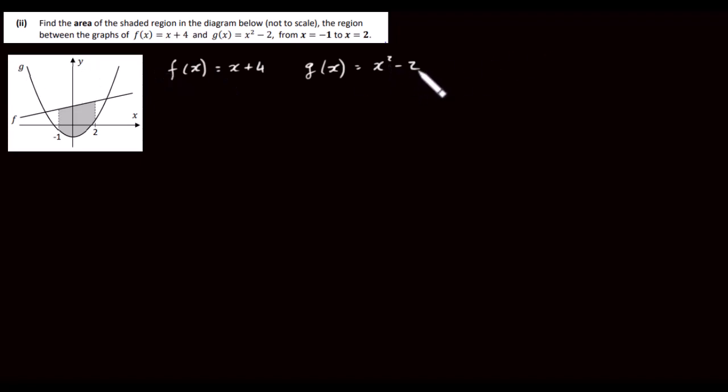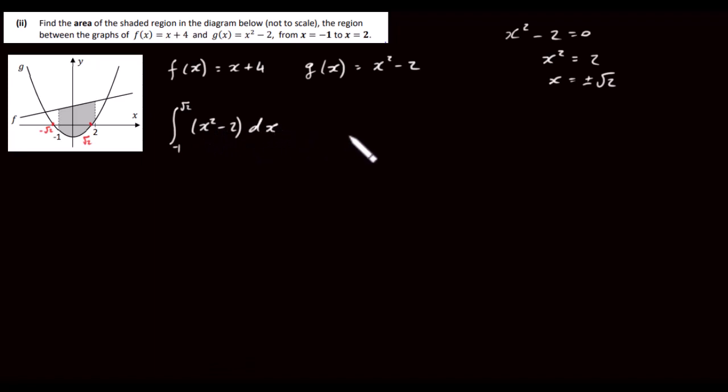So it should be fairly straightforward. The quadratic here is x squared minus 2, so we want x squared minus 2 to be equal to 0. So that gives me x squared is equal to 2, or x is equal to plus or minus the square root of 2. So this root here is minus root 2, and this value here is plus root 2. So what I'm going to do is integrate the quadratic first. So I'm going to take the quadratic and integrate it between minus 1 and root 2. So that will be x squared minus 2, and we're integrating with respect to x.